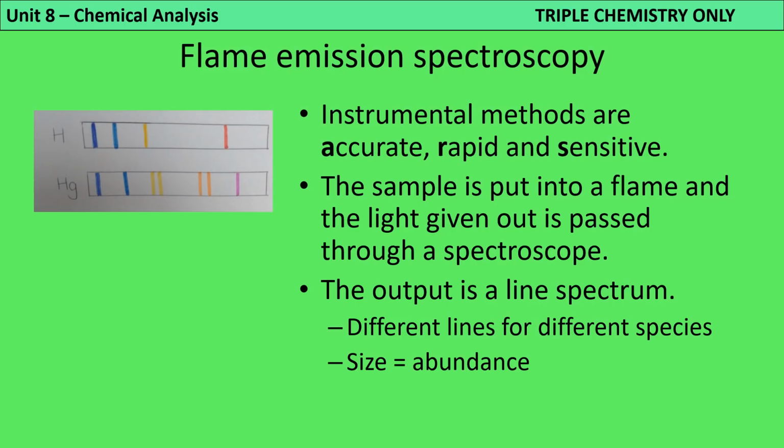So instead, it's often better to use an instrumental method, because usually these are more accurate, rapid and sensitive. So flame emission spectroscopy is quite a lot like a flame test, but using an instrument instead. And what we do is we put the sample into a flame and the light that comes out is passed through a spectroscope. The output that you get is a line spectrum, and the different lines indicate different elements, and the size of the line gives you a clue as to how much of it is there.